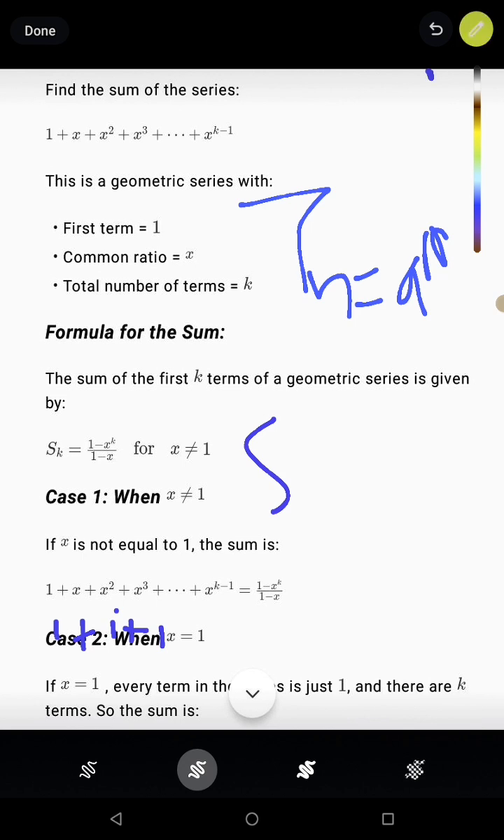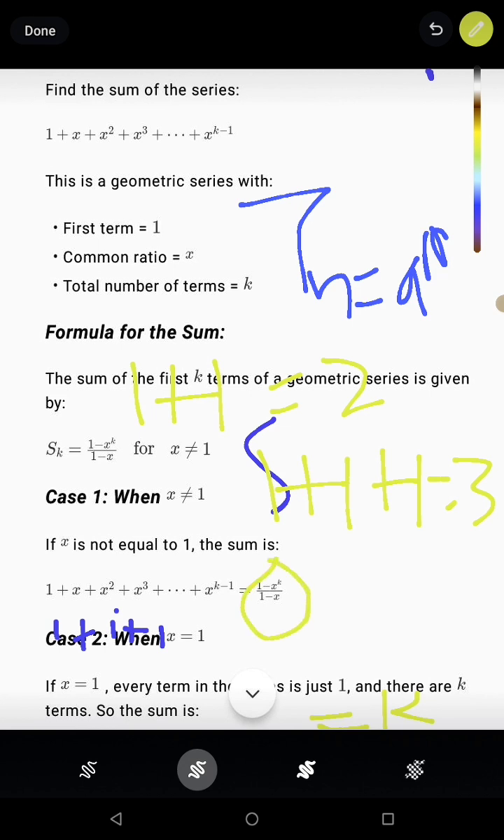If it is 2 terms, don't forget I said that will be 1 plus 1, and that is 2. If it is 3 terms, 1 plus 1 plus 1, that's 3. If it is 4 terms, that will be 4. If it is 5 terms, that will be 5. That's the sum. Then if it is k terms, the answer here is k. So if x equals 1, the sum will be k, and if x is not equal to 1, the sum will be what we have here. I guess that is easy.